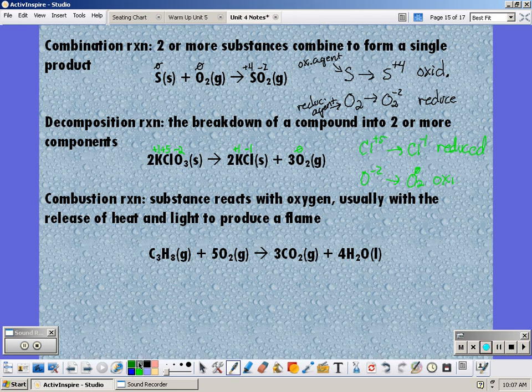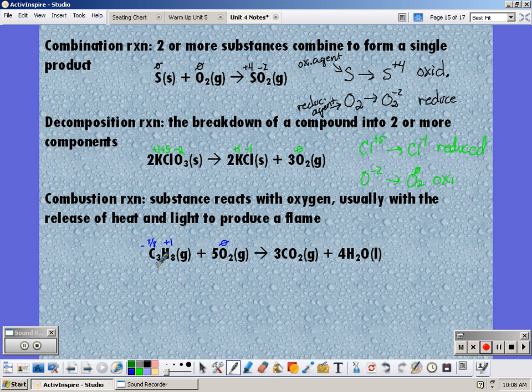Okay, a combustion reaction involves a substance that reacts with oxygen and usually releases heat and light to produce a flame. It's typically a hydrocarbon, although it could be some other type of compound that's reacting with your oxygen. So oxygen here is by itself, so it's 0. Hydrogen's with a nonmetal, so it's a +1. I have 8 of those, so that's a +8. I have 3 carbons, so that would be -8/3 charge.